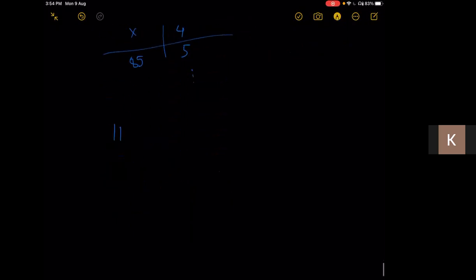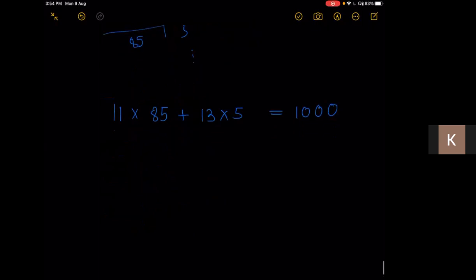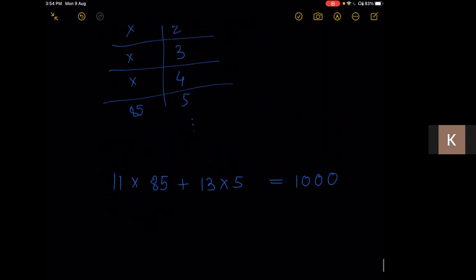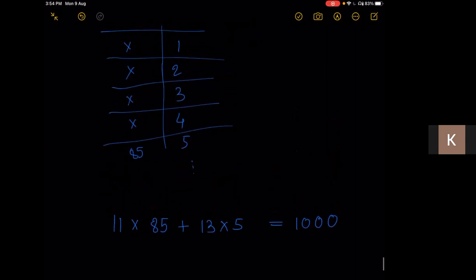So 11 into 85 plus 13 into 5 is equal to 1000. This is our first solution, which we obtained using trial and error. Everyone understood till here? We just found the minimum y using trial and error. You just have to check 5 values. That is not much calculation.